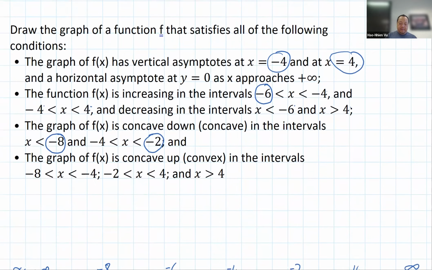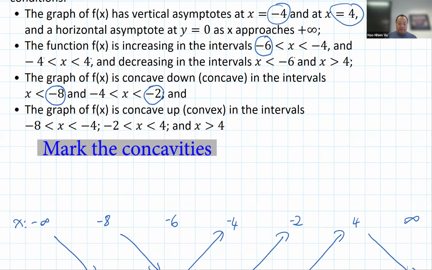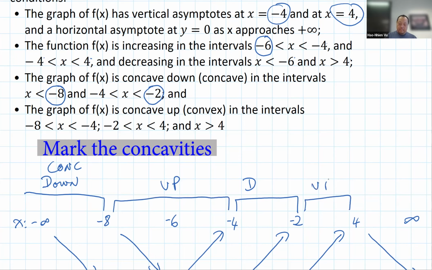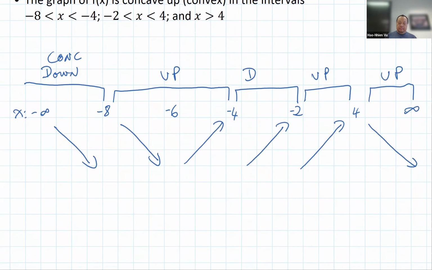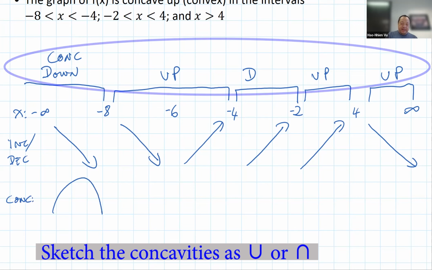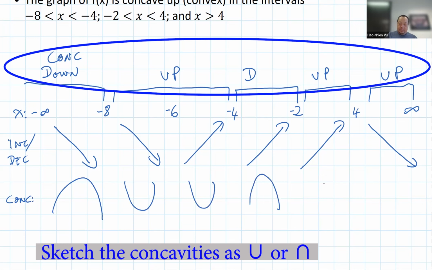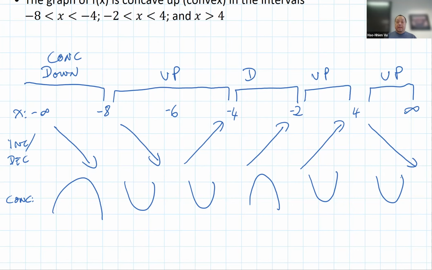Now the concavity. F is concave down in the interval before -8, so concave down. Between -4 and -2, also down. And it's concave up. Okay, the concavity is down, up, up, down, up, up. Okay, and I have the vertical asymptotes right here.